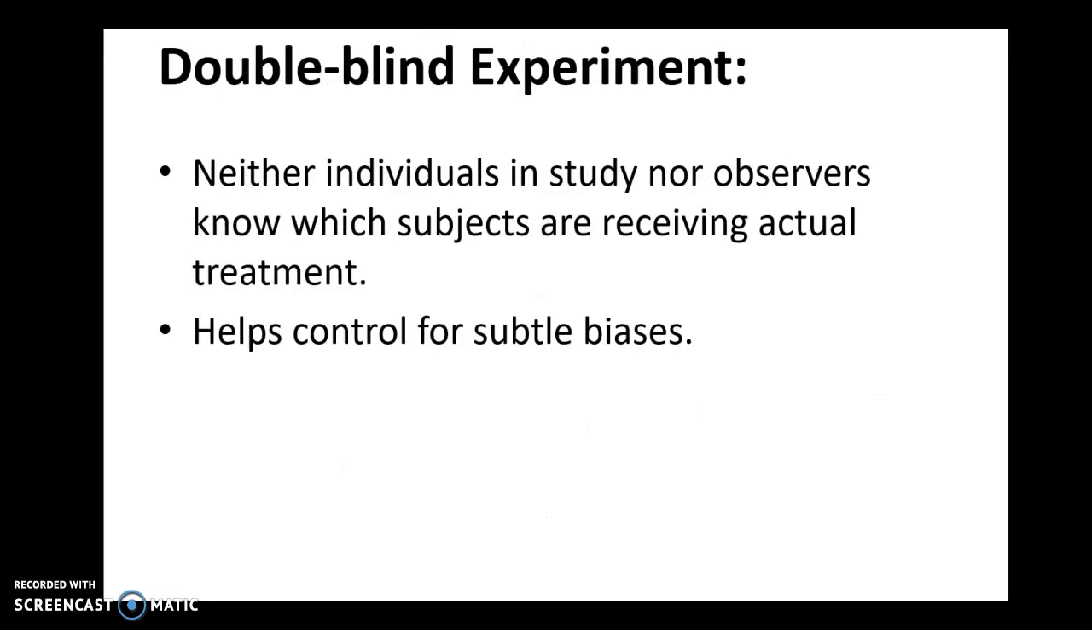Double blind is when nobody knows who is in the placebo group and who is in the treatment group. Now, in my example for the weight loss group, a double-blind experiment doesn't really matter because we're going to measure your weight on a scale. That's very objective, meaning it's cut and dry. If you lose 10 pounds, you lose 10 pounds. There's not much to discuss there. It's not that it's a different 10 pounds than somebody else's. 10 pounds is 10 pounds. So it's cut and dry.